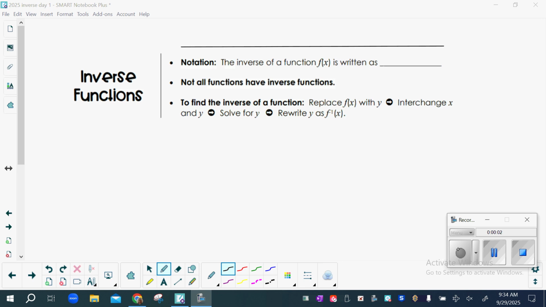Inverse operations or inverse functions come as pairs. And what an inverse function does, it's a function, and we're going to write this in a minute, that undoes another function. And here's what I mean by that.